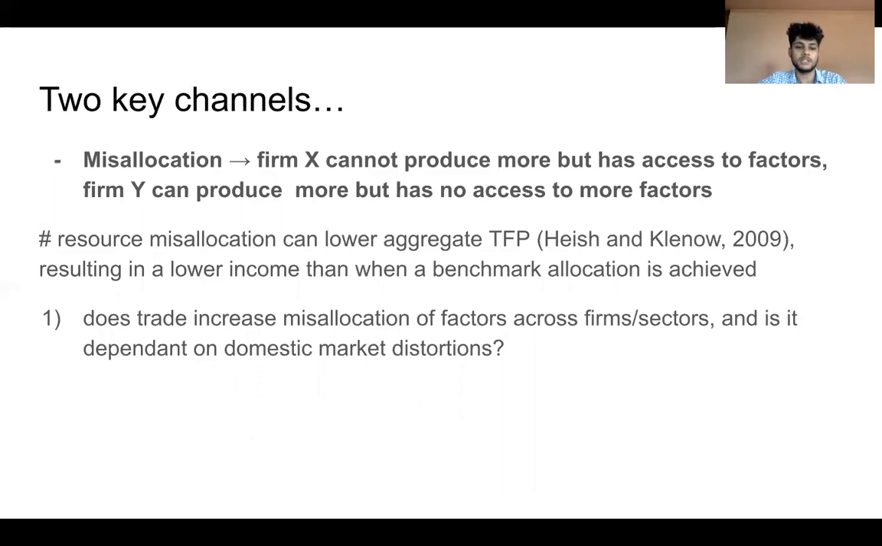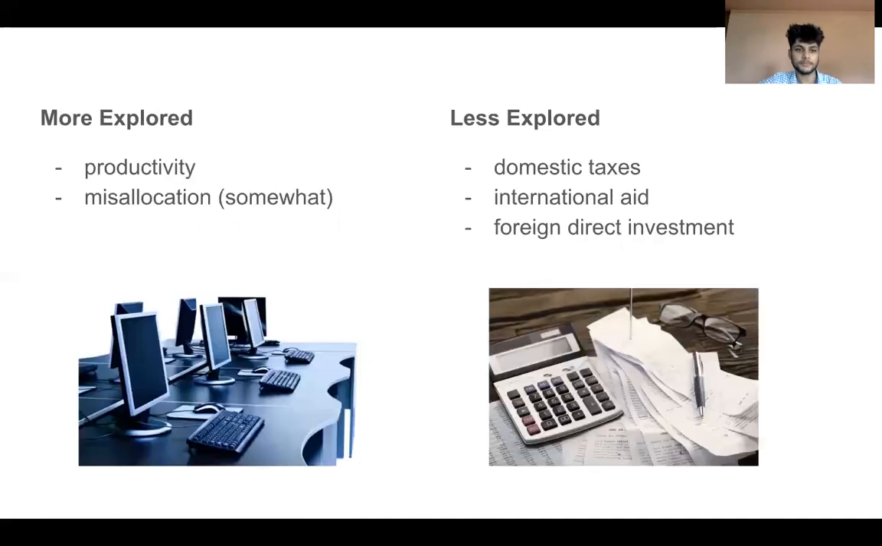So the key question that we explored regarding misallocation was that, does trade increase misallocation of factors in developing countries? And the main theme of the result that we find is that in presence of market distortions like subsidies, taxes, and government-owned enterprises, trade can actually increase misallocation.